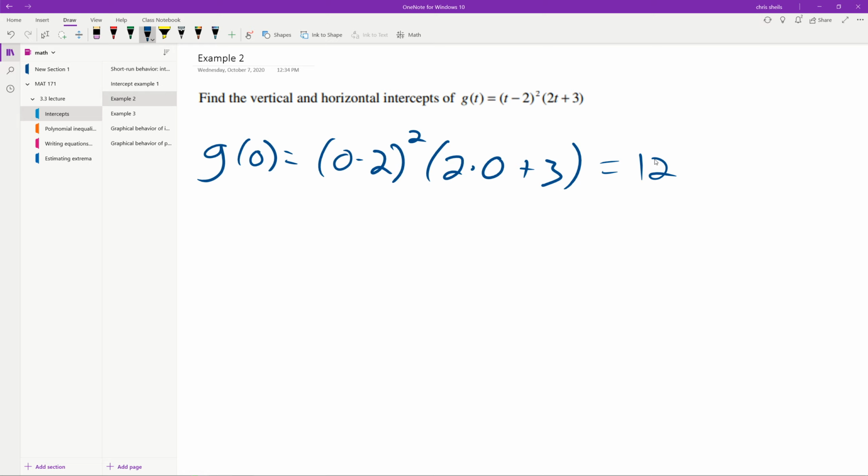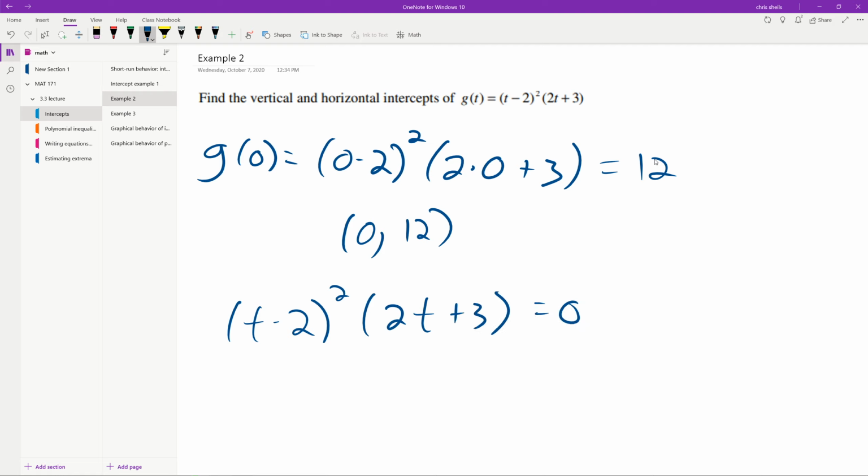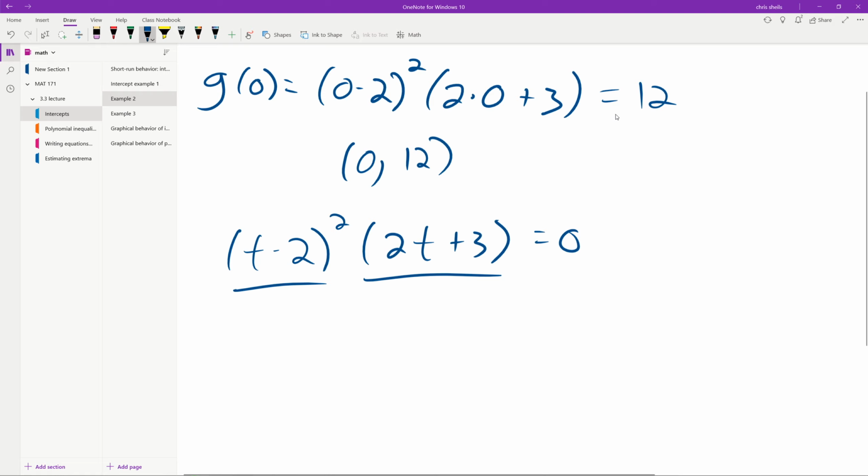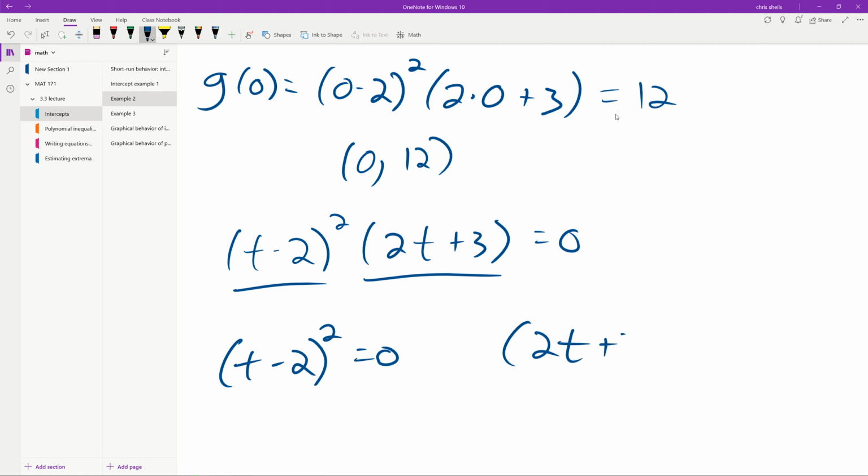So if I wanted to write this as a point, I would write it as the point 0, 12. For my horizontal intercepts, I need to take this thing and set it equal to 0. If either one of these terms is equal to 0, the entire expression is equal to 0. So I take t minus 2 squared equals 0, and 2t plus 3 equals 0.